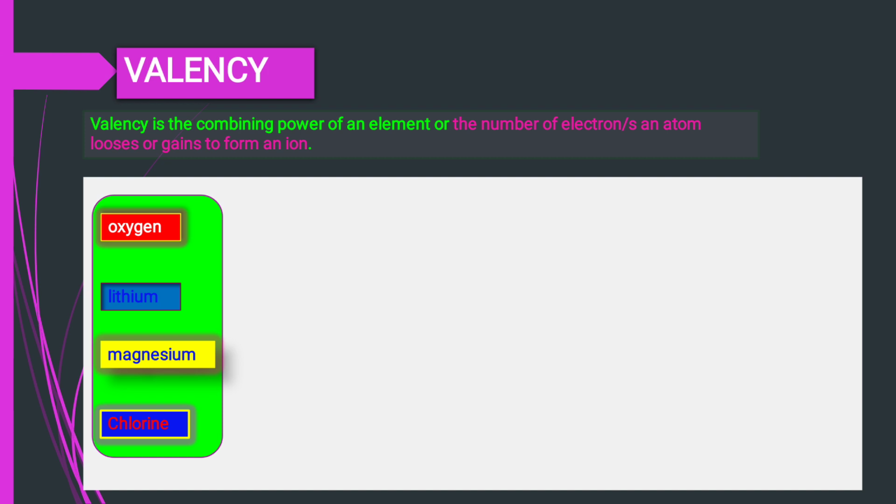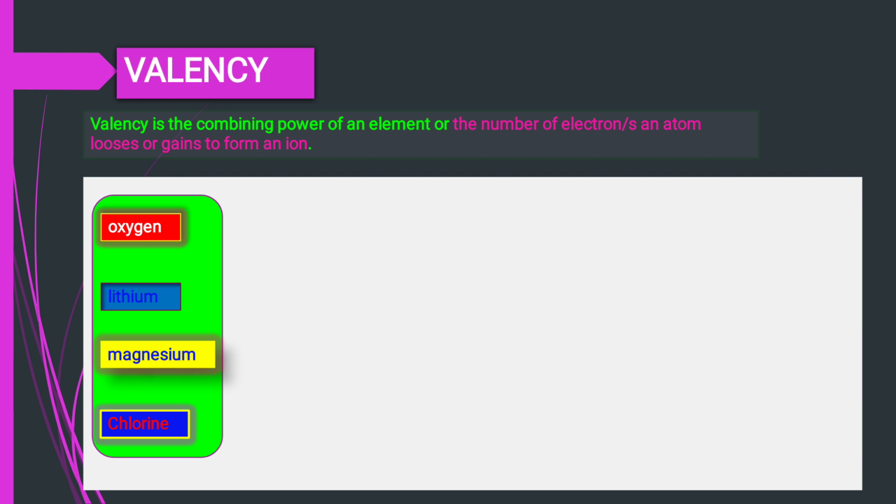In our previous video, we looked at how ions are formed. We looked at also the energy levels of different atoms. We also mentioned that an octet is a situation whereby an atom has 8 electrons in the outermost energy level, while a duplet is a state whereby an atom has 2 electrons in the outermost energy level.